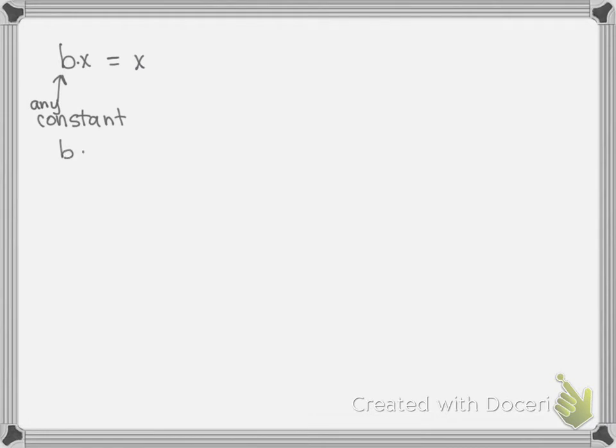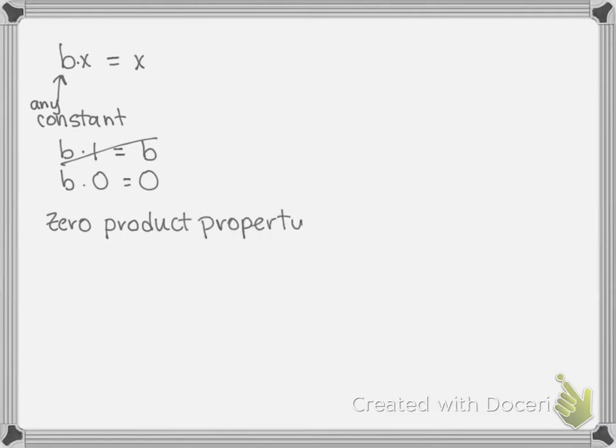So it can't be 1 because 1 times b is not always just equal to 1, it's equal to b. It would have to be 0 because if we plug in a 0 for x, we get b times 0, any constant times 0 is equal to 0. So that's called the zero product property. Any number multiplied by 0 gives us the answer of 0. Second graders know that, but we have a name for it. It's called the zero product property.